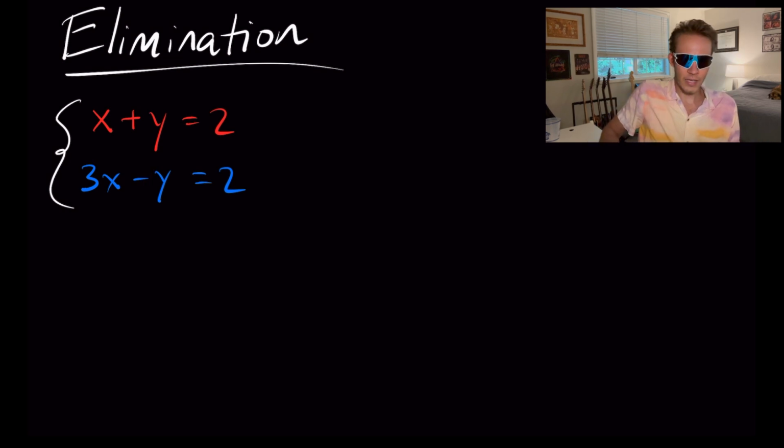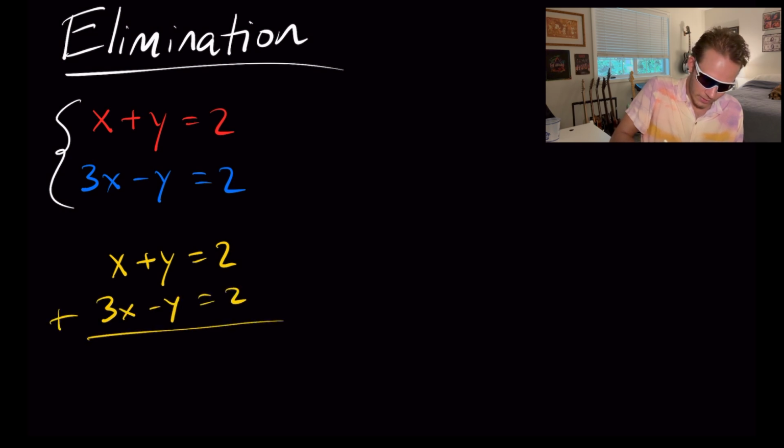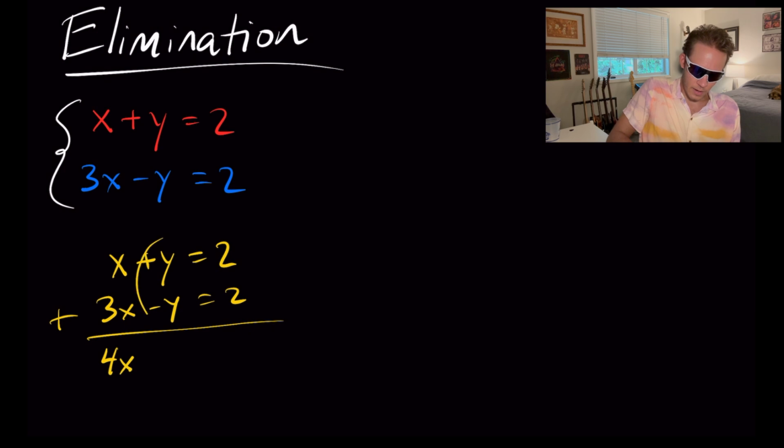So all we're going to do is add these two equations, just like you did back in elementary school, adding two 3-digit numbers. So it'll look something like this. Let's do x plus y equals 2, and then 3x minus y equals 2. And we're literally going to add it. So we're going to add the x terms together, the y terms together, and then the constants together. So x plus 3x, that's going to be 4x. A positive y and a negative y is going to give us 0y. And then 2 plus 2 is 4.